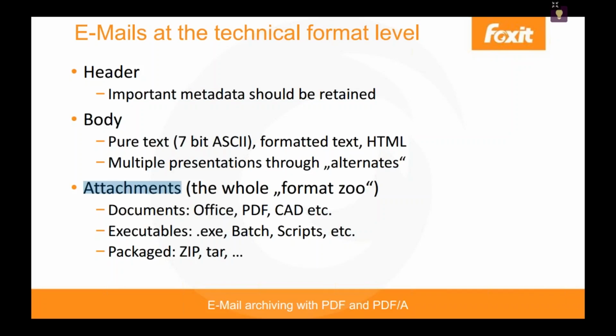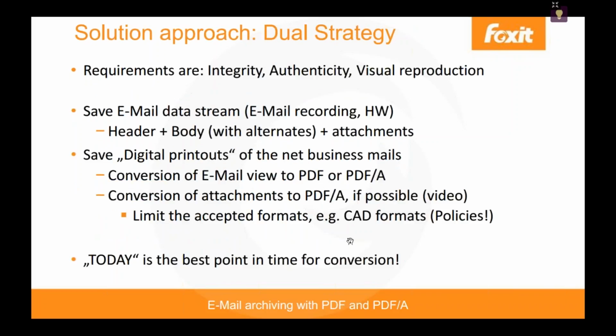So there may be Office attachments, whether it's Microsoft Office or Open Office, so all the Office packages, PDF files themselves, CAD files, if you're in the machine industry, for example, and so on. You may have executables, like Excel files, like batch, and you may have package formats like zip and tar. This also makes a difference: how good is a conversion tool at handling all this properly? And this is what I promise Armin will show you in some minutes.